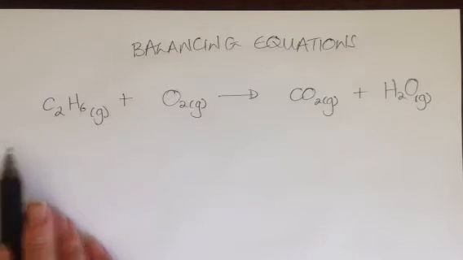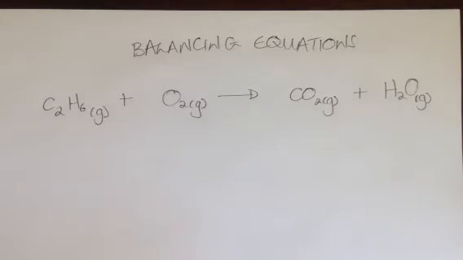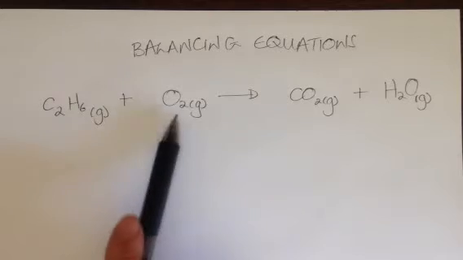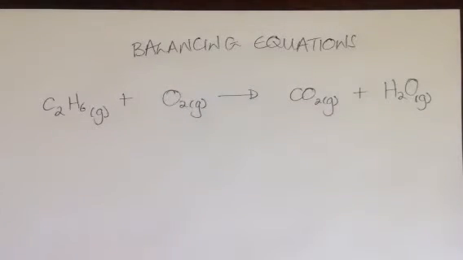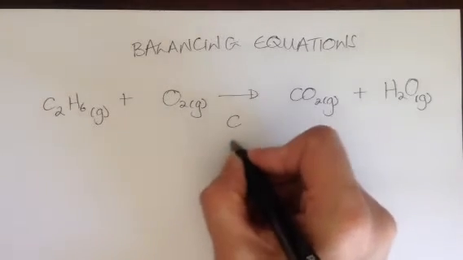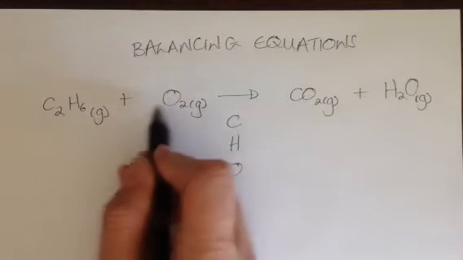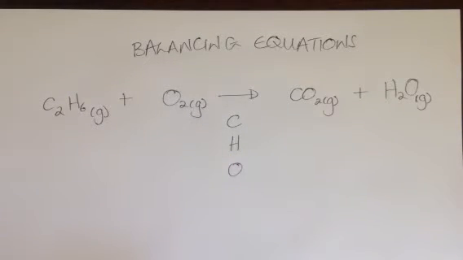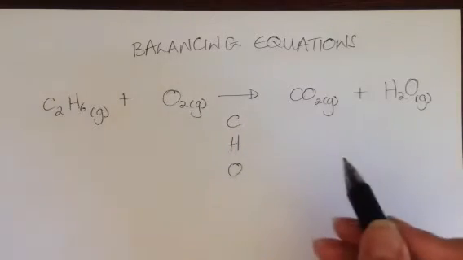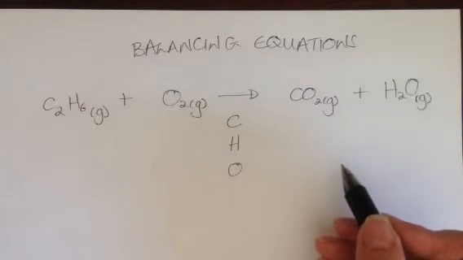Okay, so that's what I call a skeletal equation. It's just a bare bones equation. We've got reactants on the left and products on the right. And to see if it's balanced, we need to count how many atoms of each element we have on the left-hand side and the right-hand side. So go ahead and write those element symbols underneath the arrow. We just have 3 elements in this reaction: carbon, hydrogen, and oxygen. And you count how many atoms of each element you have on the left-hand side and how many atoms of each element you have on the right-hand side.